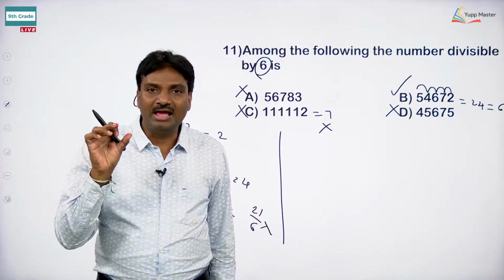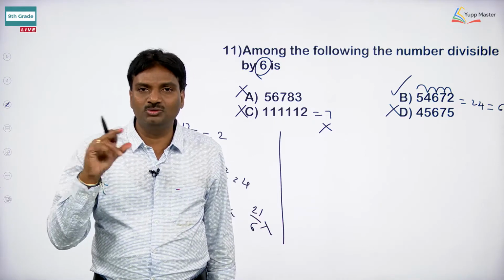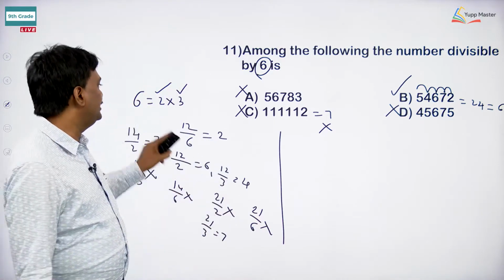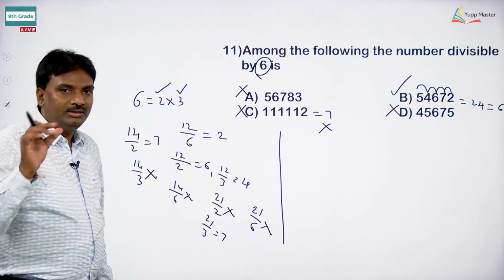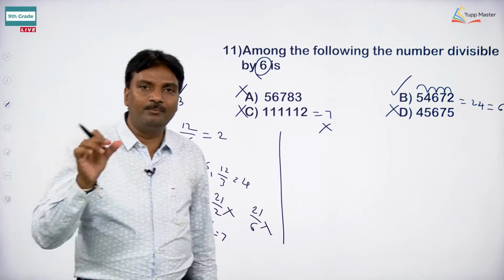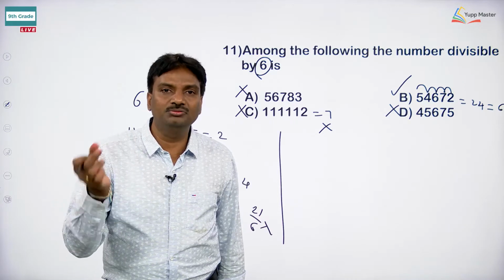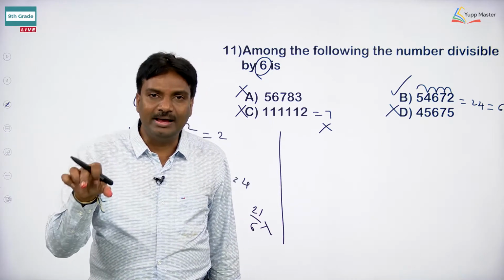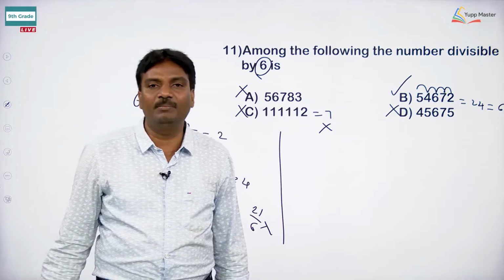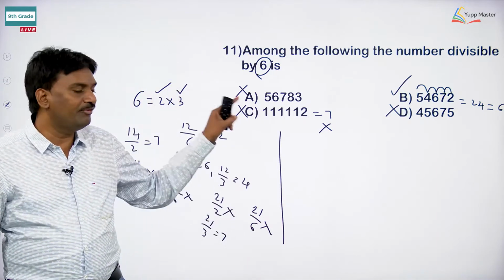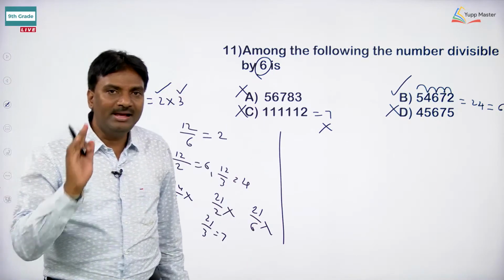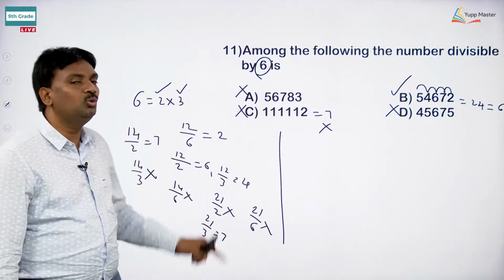So write 6 as the product of two numbers, 2 into 3. We can write 6 as 2 into 3. If any number is divisible by both 2 and 3, then that number must be divisible by 6. So that's why for every option we have to apply the divisibility rules of 2 and 3.